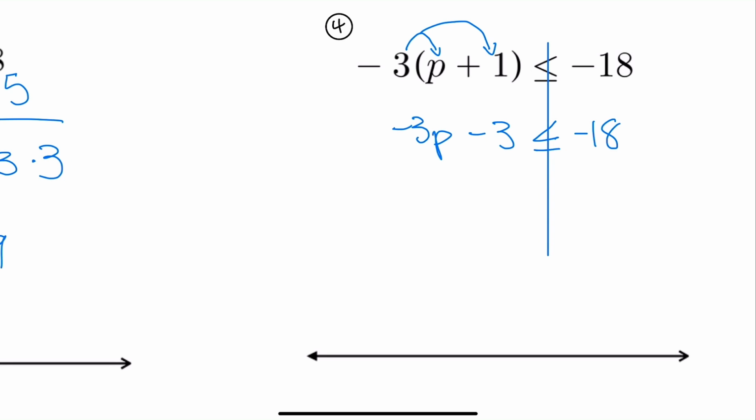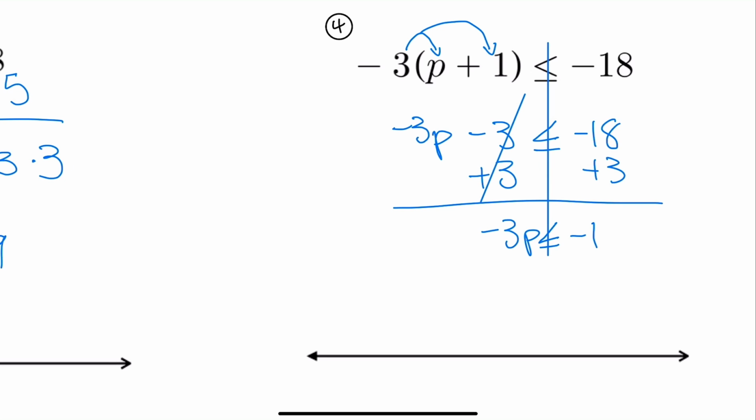Okay, so now we can start solving. We want to start with adding or subtracting first. So that means our -3 over here is going to be the first to go. Since we're subtracting, that means the opposite operation is going to be adding. All right, so then we got -3p over here because -3 plus 3 is going to be 0. Less than or equal to -18 plus 3 is going to be -15.